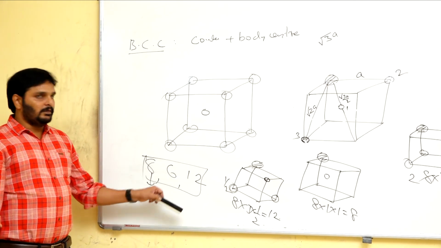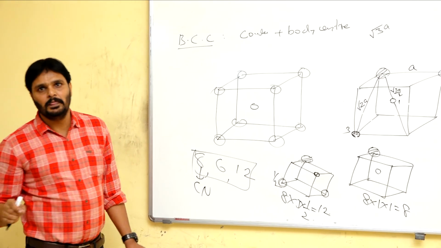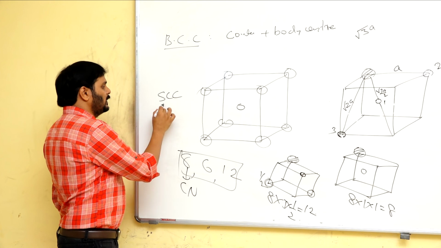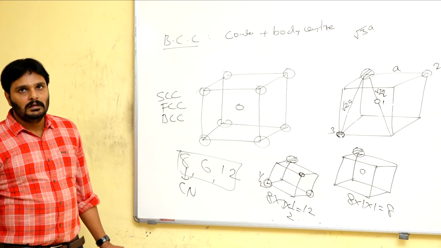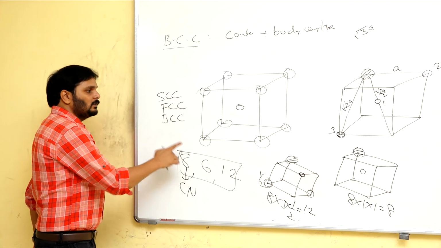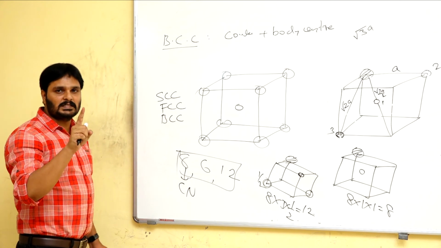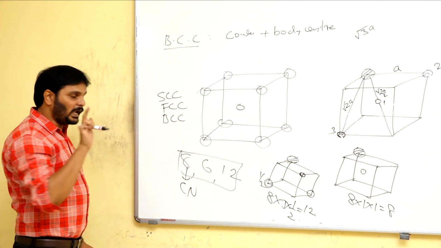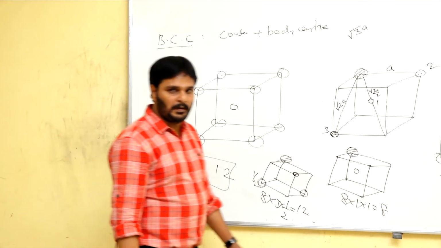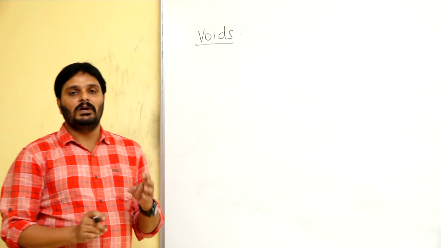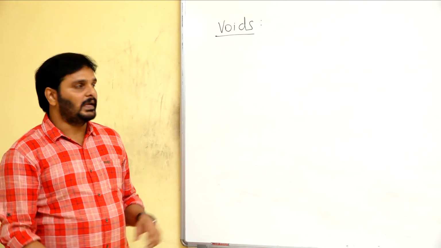And this is how you can find the coordination numbers and the number of neighboring atoms in SCC, FCC and BCC. To find these, I considered isolated only 8 unit cells. Keep it in mind. We discussed coordination numbers and neighboring atoms, that is one topic. Now the next topic is voids.